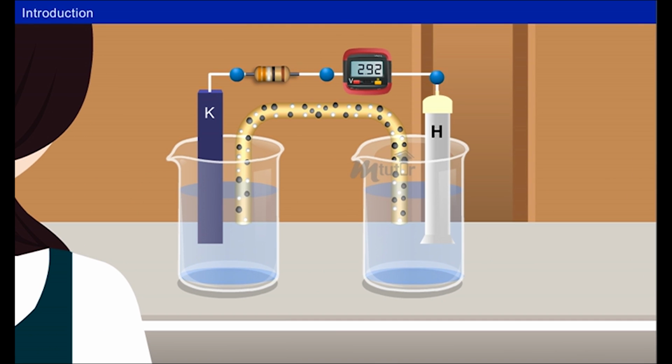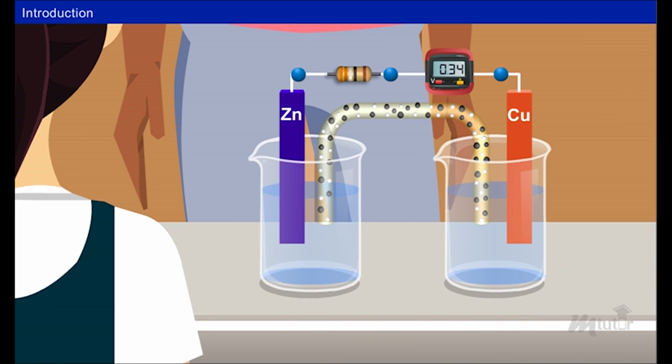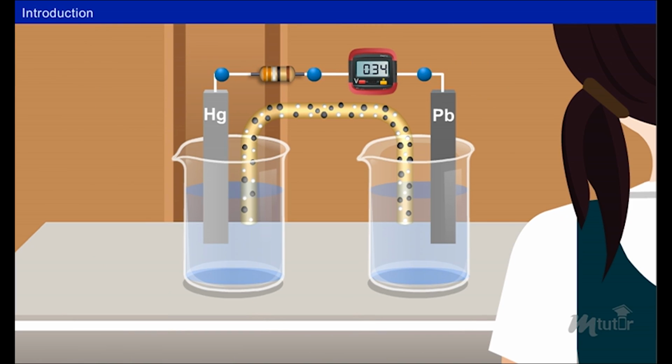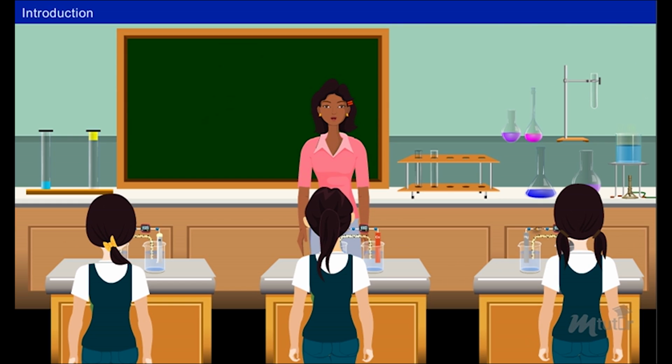Oh, the electrons move from left to right. Me too. But it is different for me. The electron moves from right to left. Yes, but how does this happen?